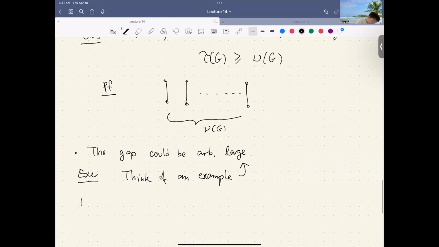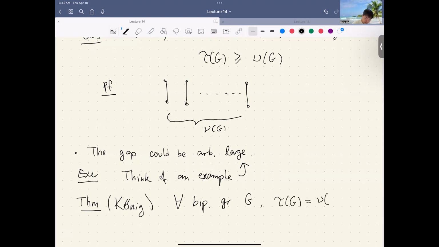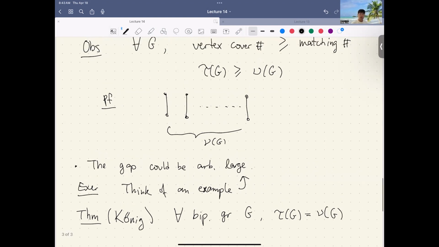So as I said, Koenig's theorem says that for bipartite graphs, they are the same. For any bipartite graph G, the vertex cover number equals the matching number. Any questions?